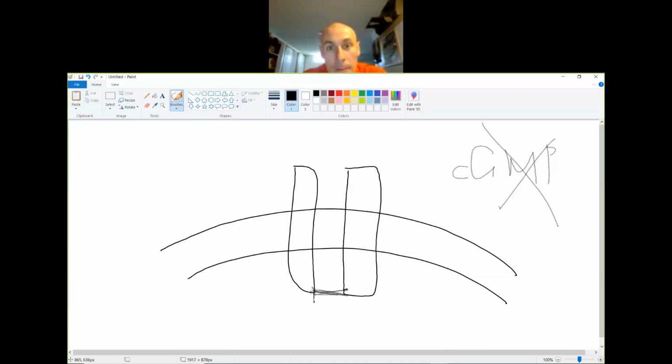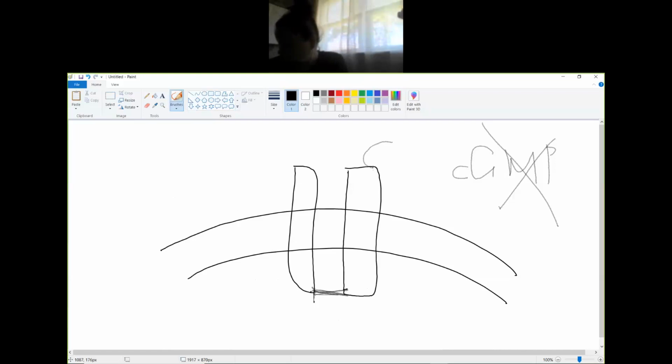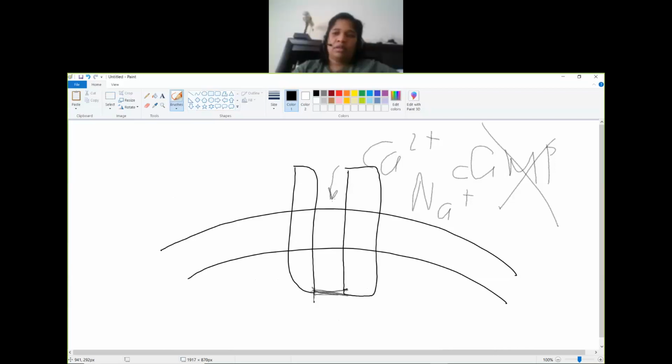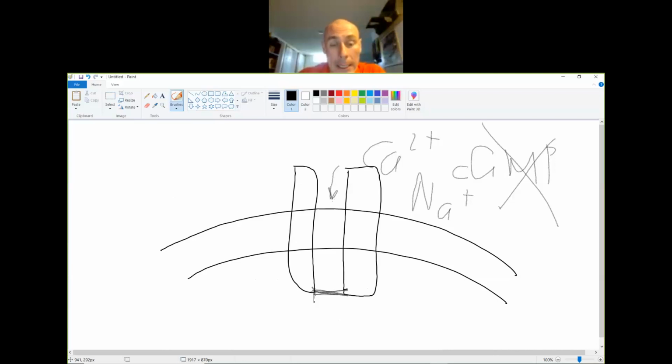Good so far? Now, this channel normally allows ions like calcium and sodium to diffuse into the cell. When it is closed, can they go in? No. How are they charged? Positively. And if we have fewer positive ions getting into the cell, what's going to happen to the membrane potential of that cell? It goes negative.